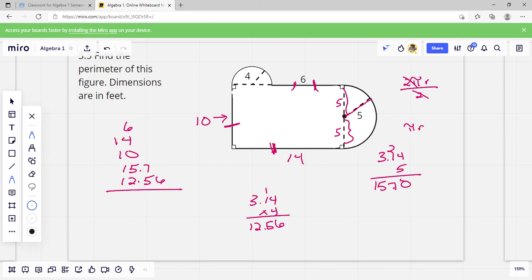And then we're just going to add those up. It's 10, 15, 16, 17, 18. 1, 2, 3, 4, 5. So I got 58.26 feet, because our dimensions are in feet. And that's how you do that one.